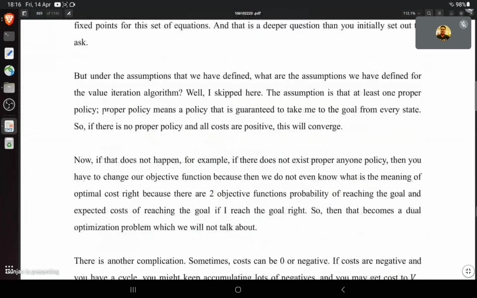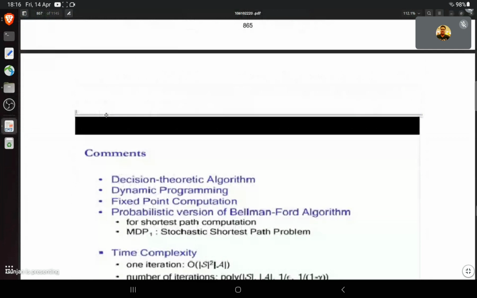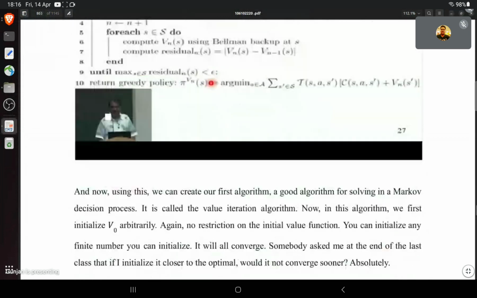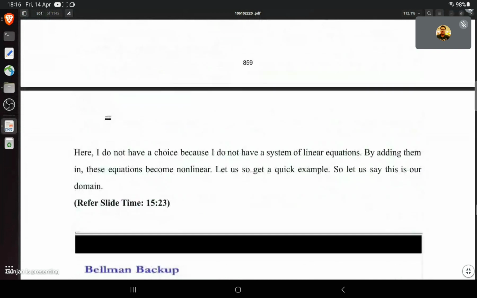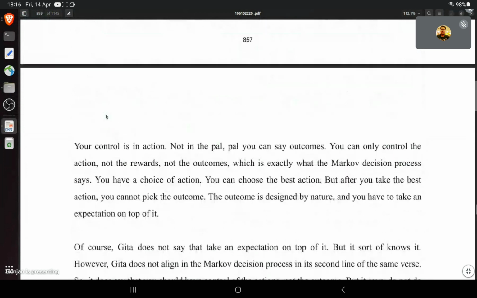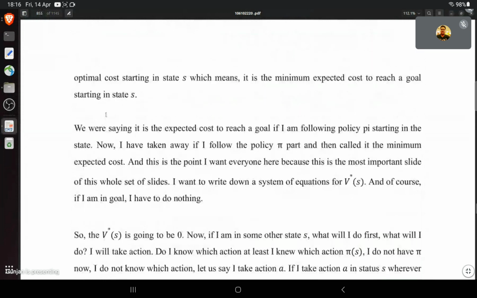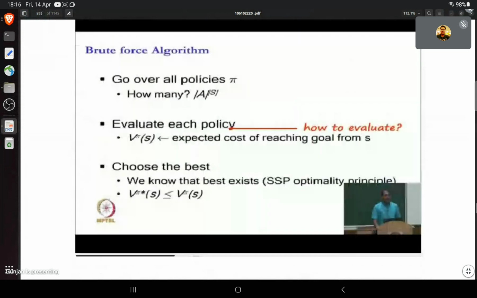Pi n plus 1 is mod s, mod s, mod s. Where is it? I think it should be somewhere here only. Gamma, gamma, gamma.